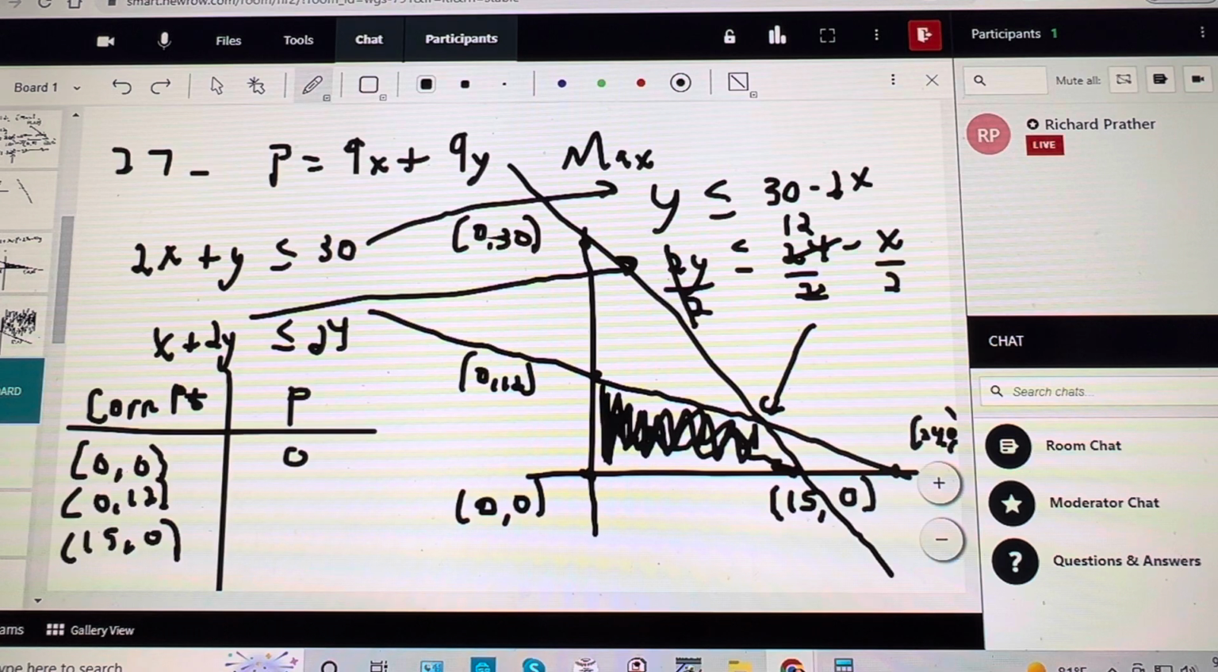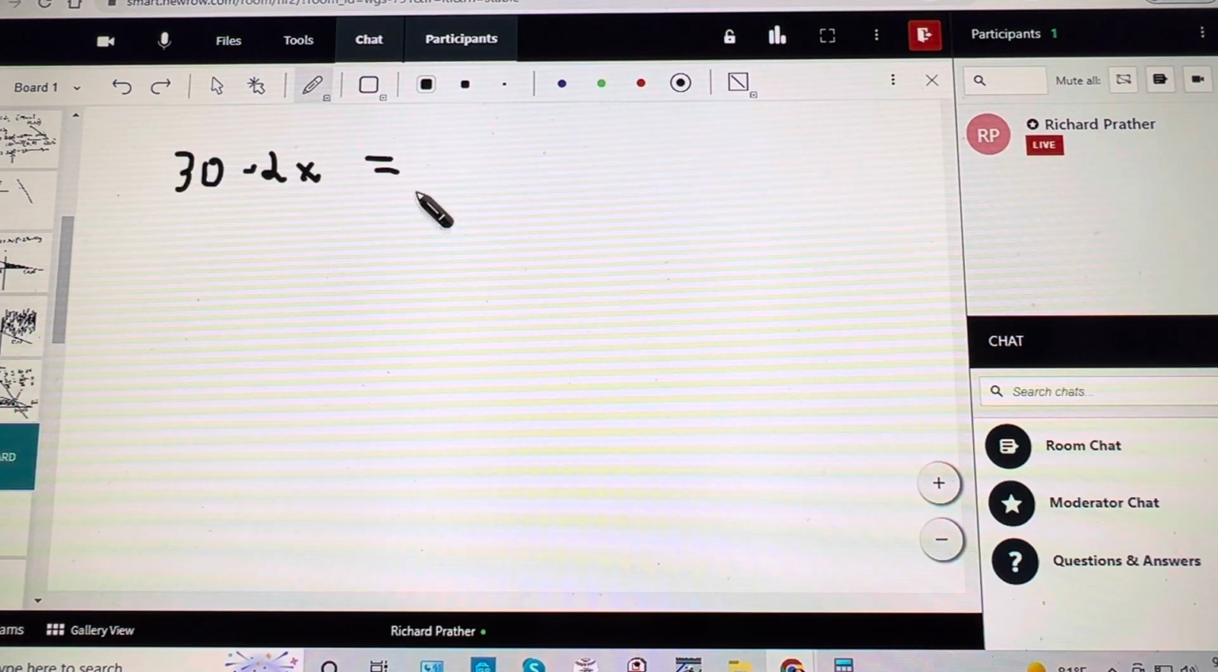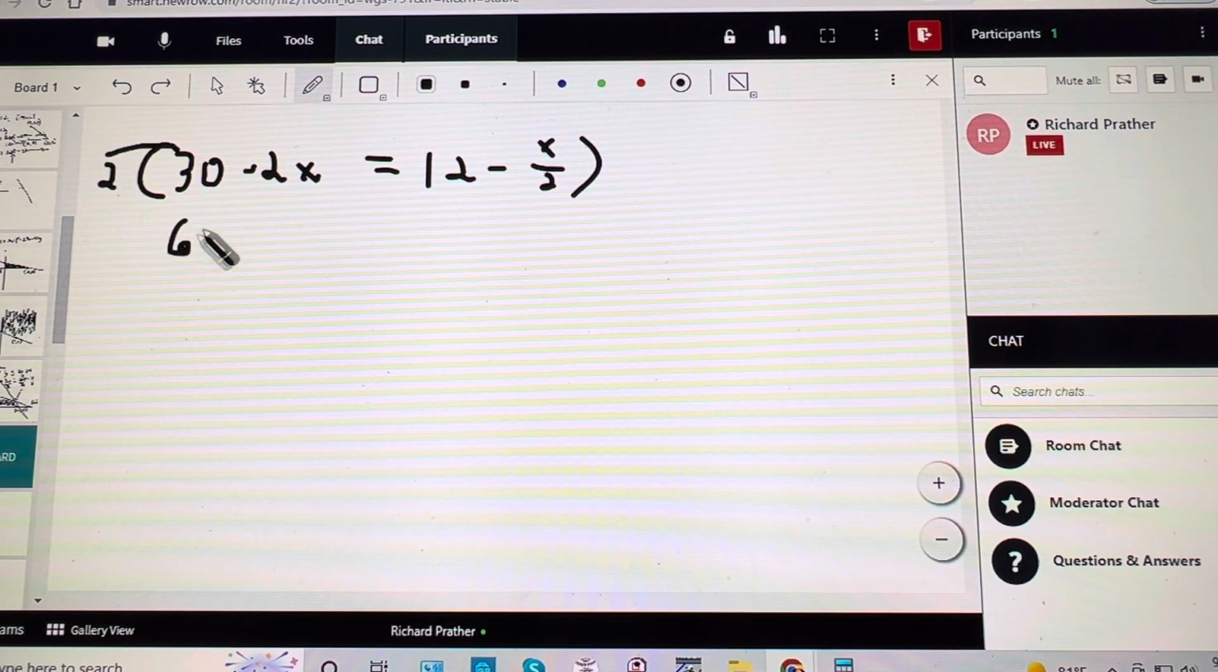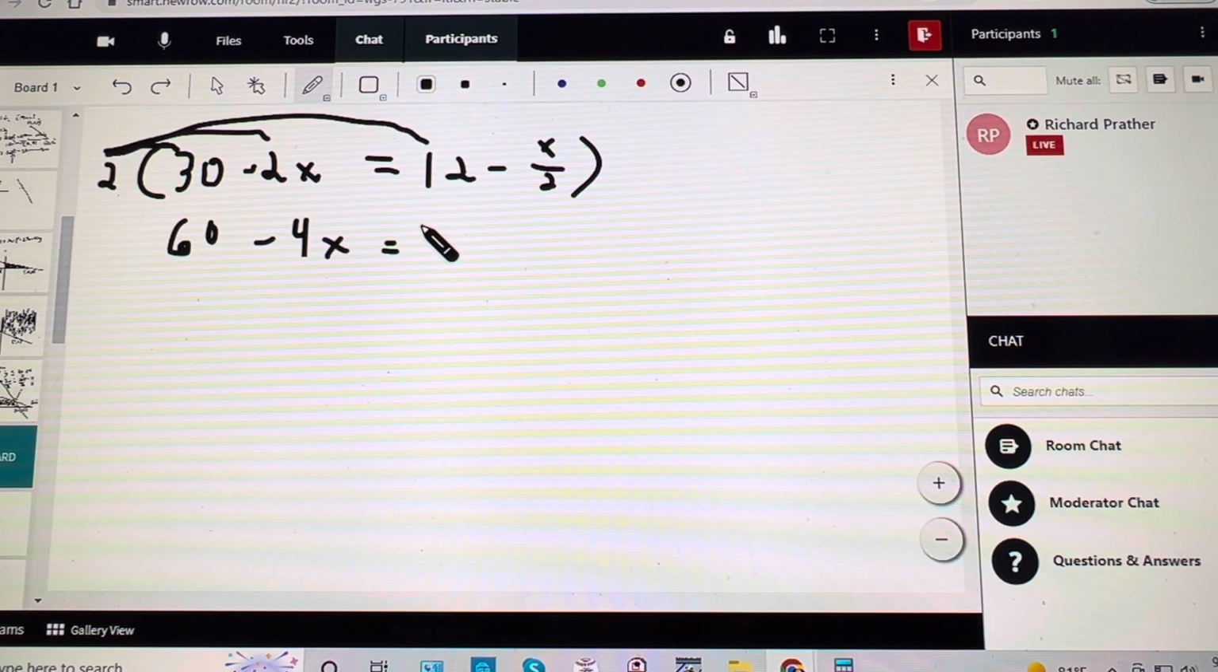equal 12 minus x over 2? And if you don't like fractions, multiply everything by the denominator of 2, and then you won't have fractions. 60 minus 4x equals 24 minus just x, because the 2's would cancel. Add 4x.